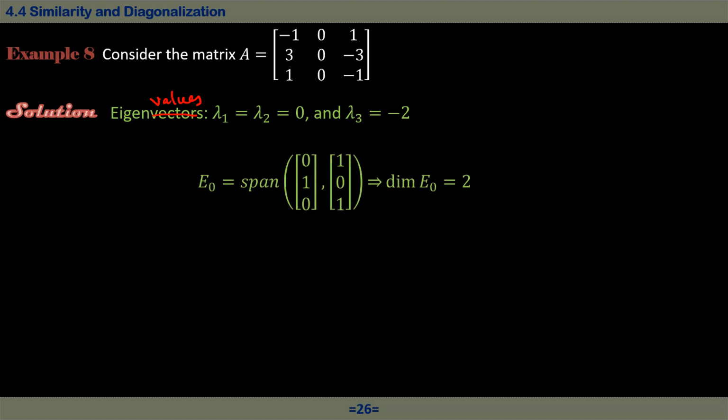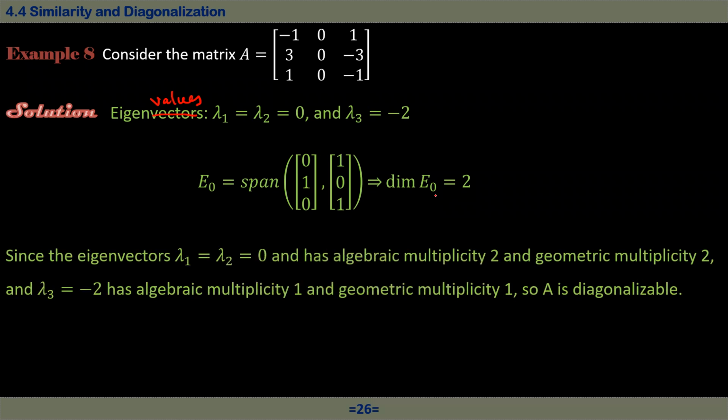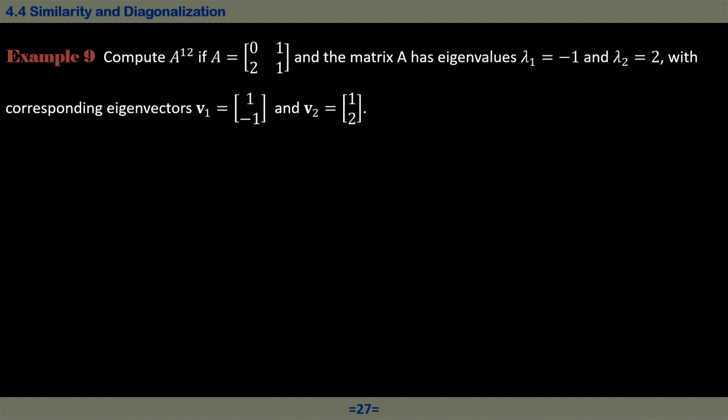So if you just find the eigenspace corresponding to the first eigenvalue, 0, here we have two vectors. That means the dimension of E sub 0 is 2, right? So that's equal to 2. Since the eigenvalues lambda 1 equals lambda 2 equals 0 have algebraic multiplicity 2 and geometric multiplicity 2, because here we have two vectors, and lambda 3 equals negative 2 has algebraic multiplicity 1 and geometric multiplicity 1, so A is diagonalizable. Anyway, that's the use of that theorem.